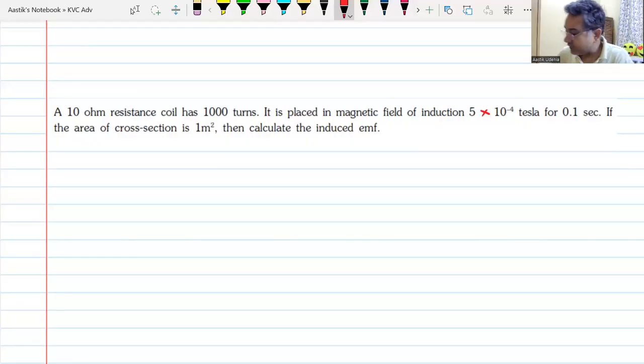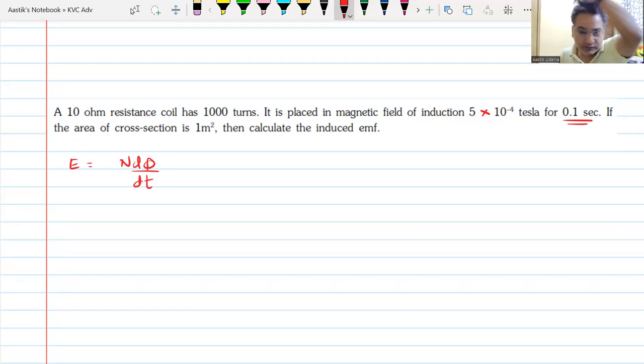So the answer is 5 volt. Well done. So how are you supposed to do this? Induced EMF is N d phi by dt. Yes or no? Yes. Time is given as 0.1 seconds, so you have to find out the average EMF. How much is the average EMF? Five volts. Initial flux was zero, then it is kept for 0.1 seconds. So NBA by T. Do we understand this? Yes.